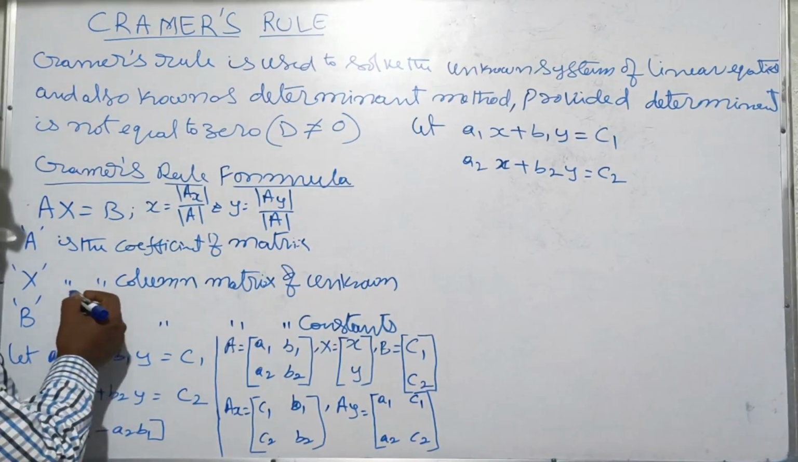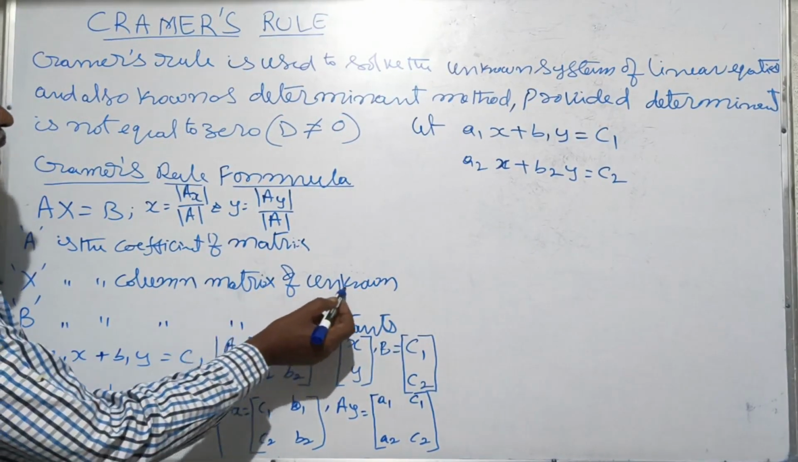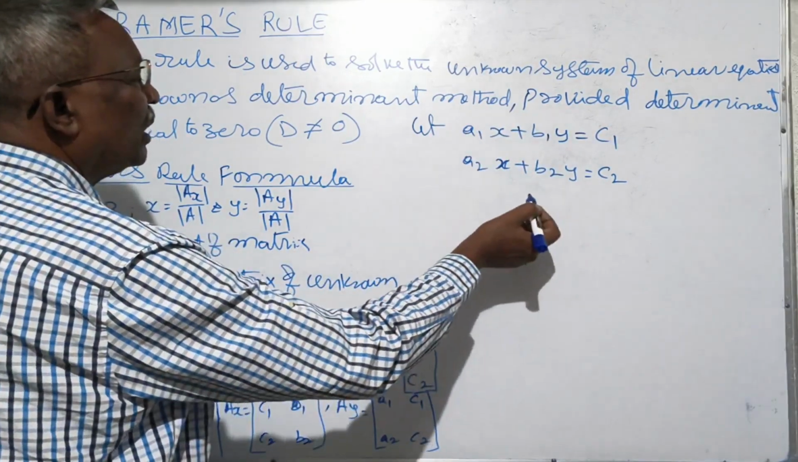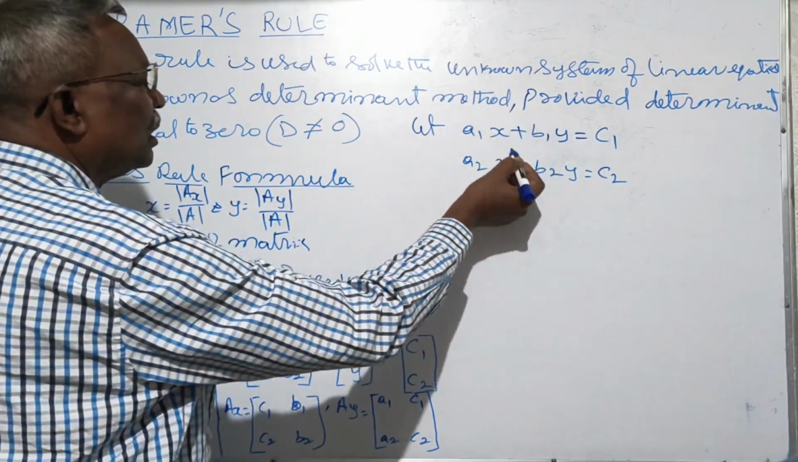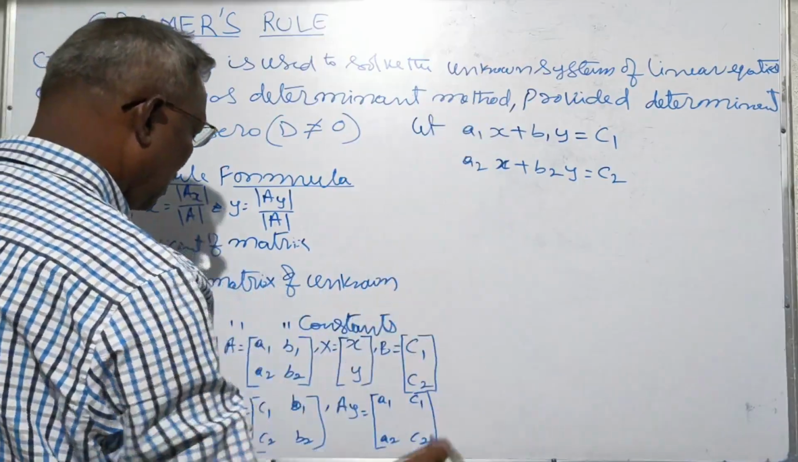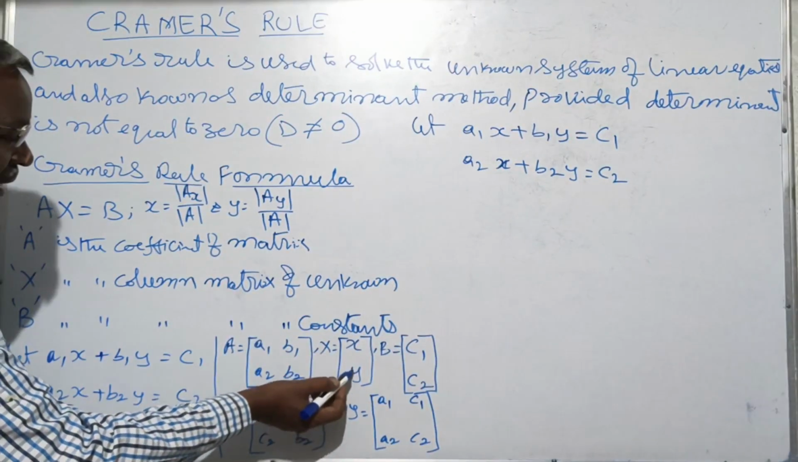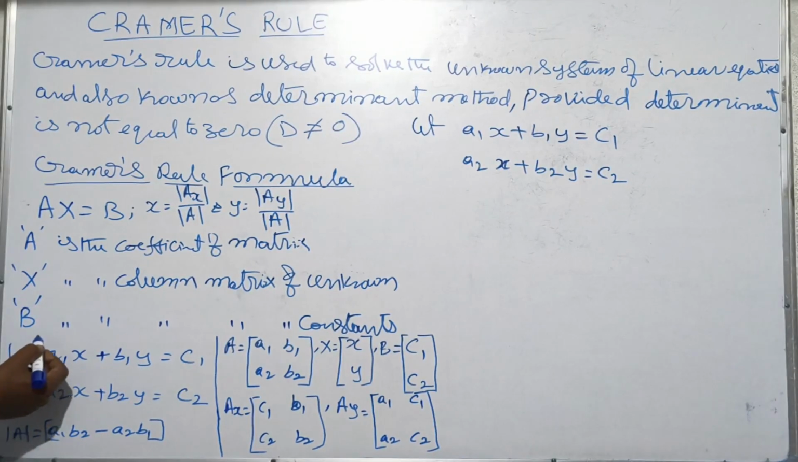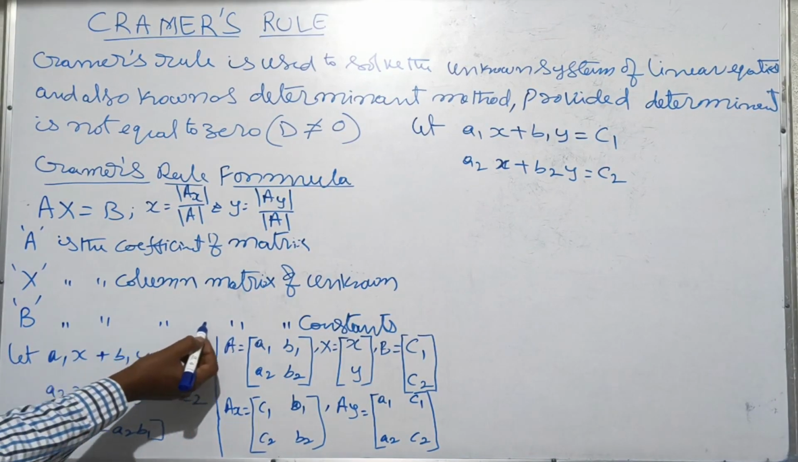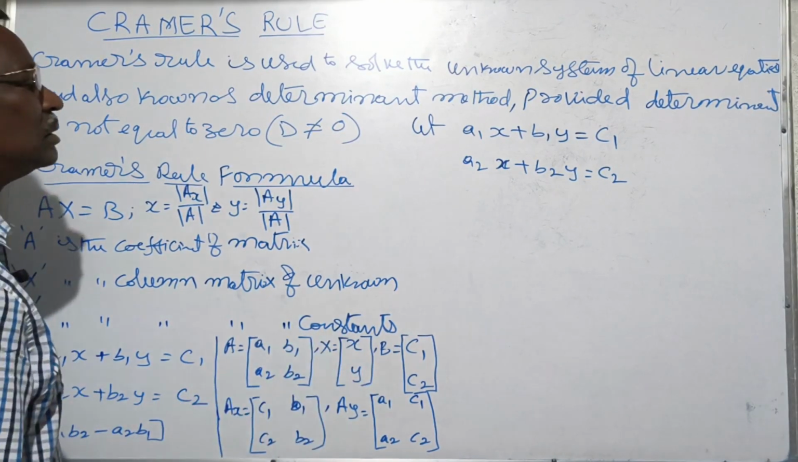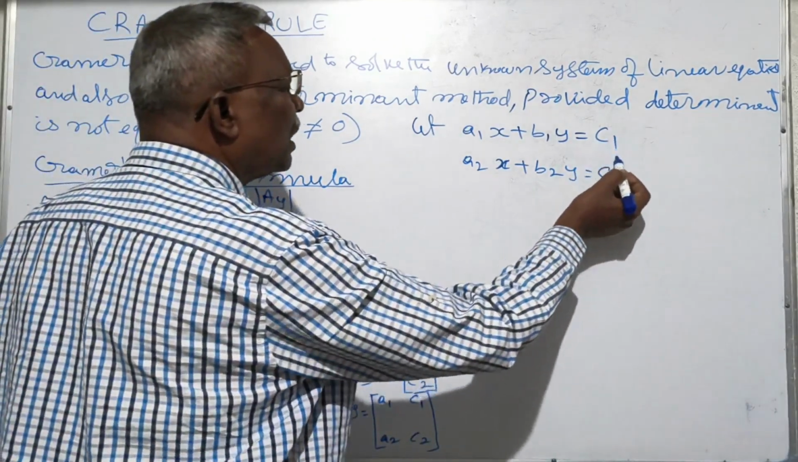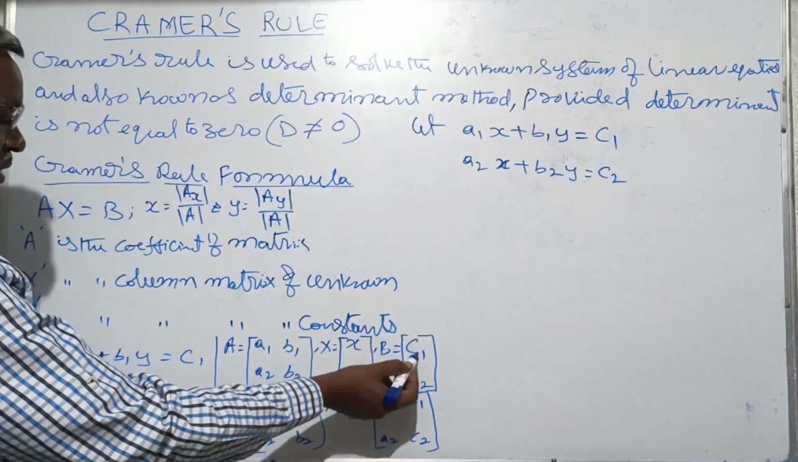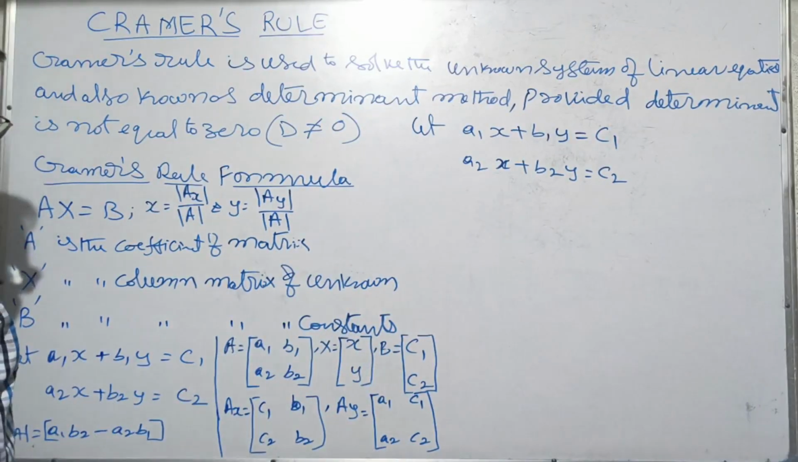Next, X is the column matrix of unknowns. Here the unknowns are the variables x and y, so X is the column matrix x, y. Next, B is the column matrix of constants, that is c1, c2. B is equal to c1, c2.